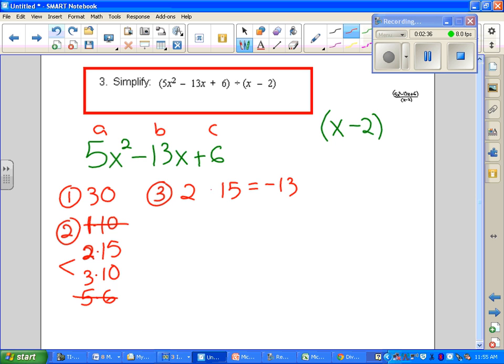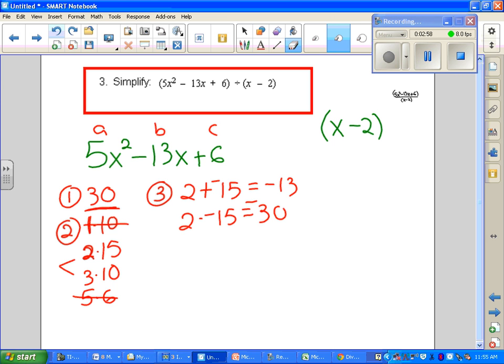Well, if I do 2 minus 15, I get negative 13. Let me do it like this. 2 plus negative 15 is negative 13, and 2 times negative 15 should equal 30. Here's my 30 right here. No, it isn't, is it? 2 times negative 15 is negative 30. So it can't be 2 and negative 15.